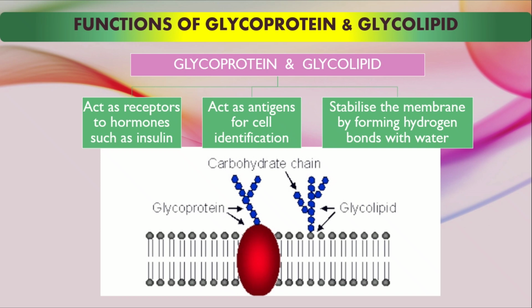The functions of glycoprotein and glycolipid. Glycoprotein and glycolipid act as a receptor to hormones such as insulin, act as the antigen for cell identification, and stabilize the membrane by forming hydrogen bonds with water.